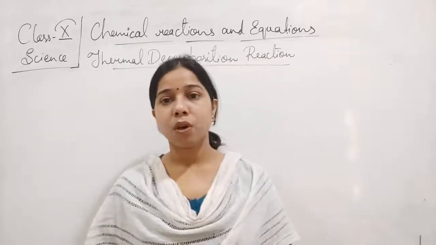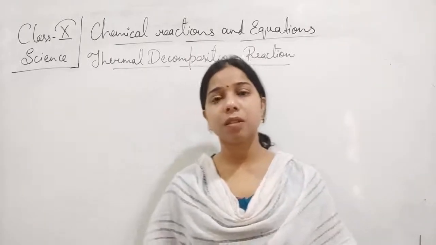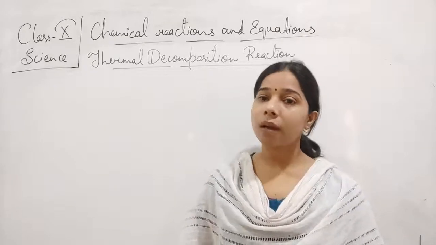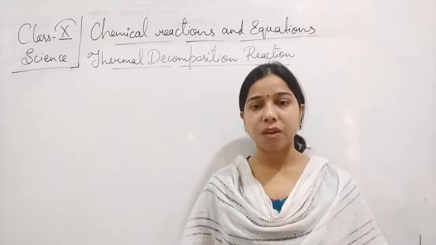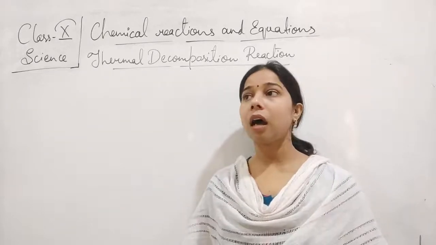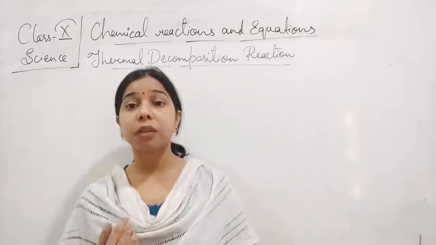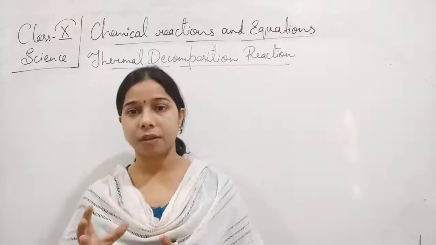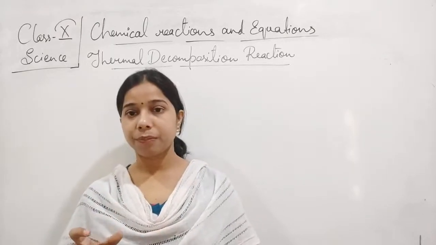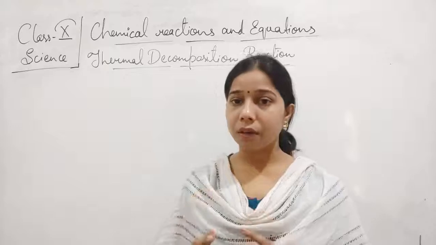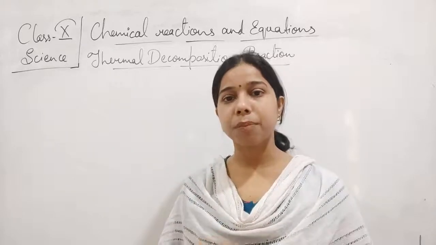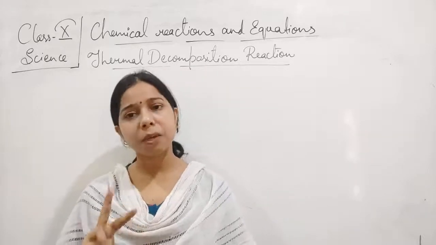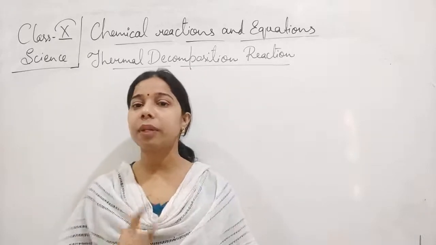Hello students. In the previous class in this chapter, chemical reactions and equations, we were talking about the different types of chemical reaction. Until then we had understood the combination reaction, in which two or more substances combine together to form a single product. And then we started to understand just the opposite, the decomposition reaction. You see that decomposition is opposite to the combination reaction.